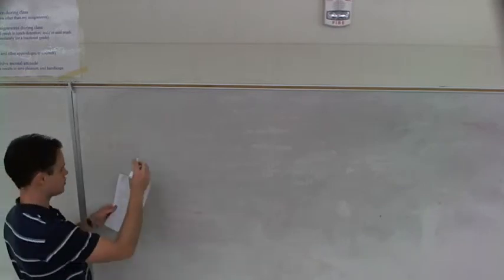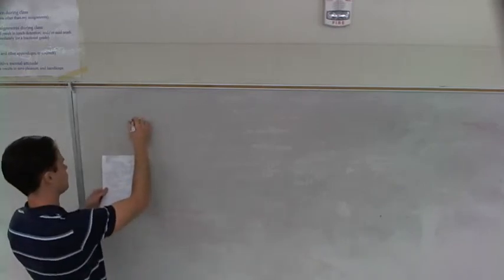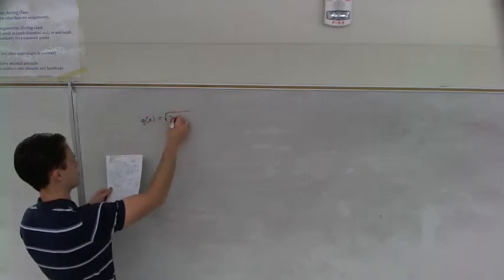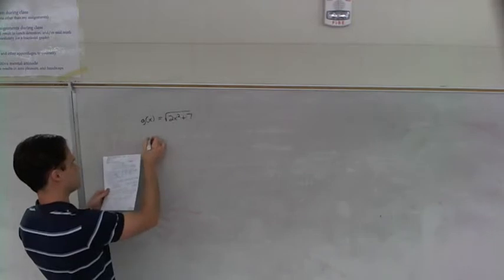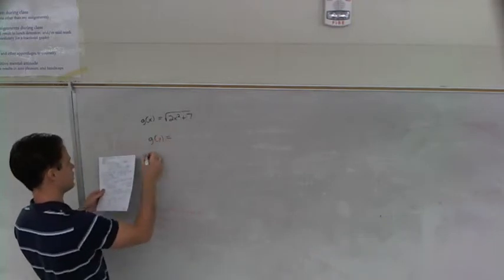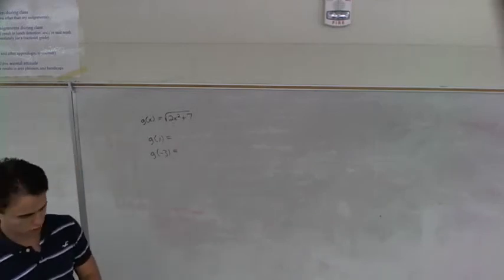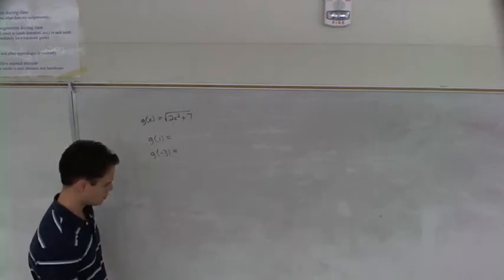So let's just practice function notation, just on a couple examples. You guys should know how to do this, of course. So let's plug g equals 1 and g equals -3 in there. I don't think anyone really needs to see this, but just in case.